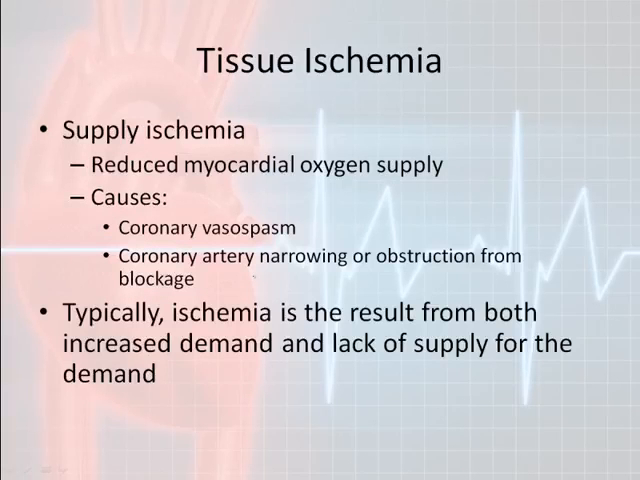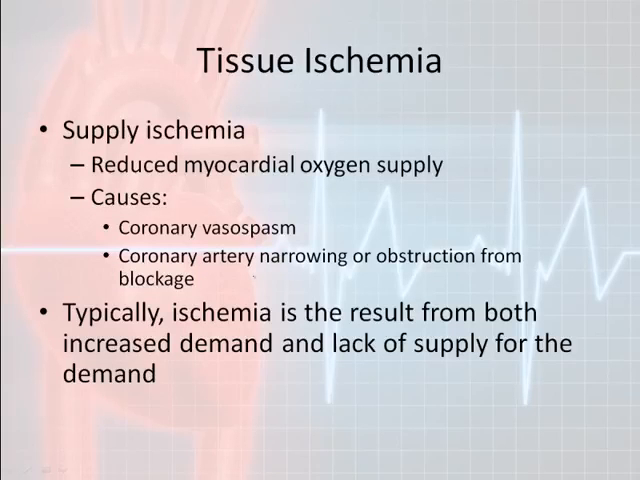A supply ischemia, on the other hand, means that you are not increasing the metabolic demands. A demand ischemia, you increase the metabolic demands. A supply ischemia, you don't increase the metabolic demands, you just cut off the supply. So you're going to be perfectly at rest, and all of a sudden you start having coronary vasospasms, or the coronary artery is narrowing or blocked. This is a supply ischemia. It is blocking the supply, no change in the metabolic demands.